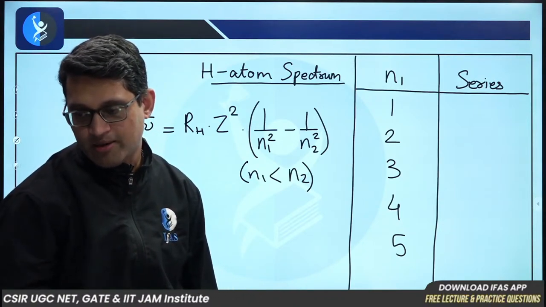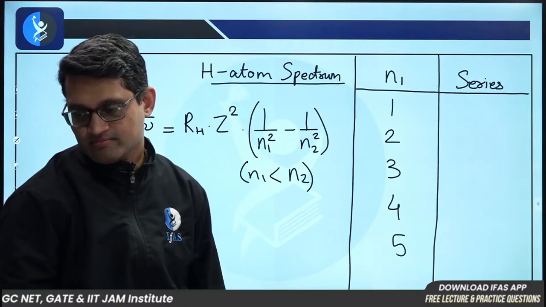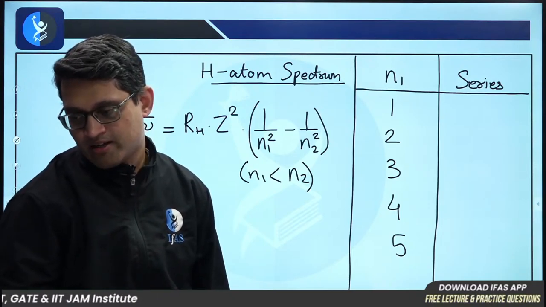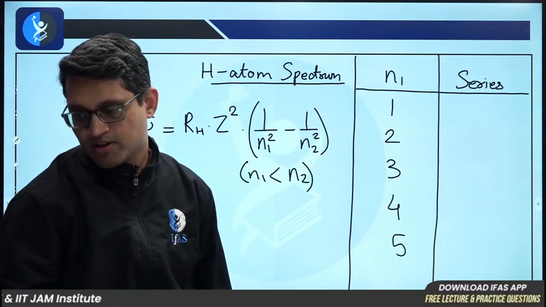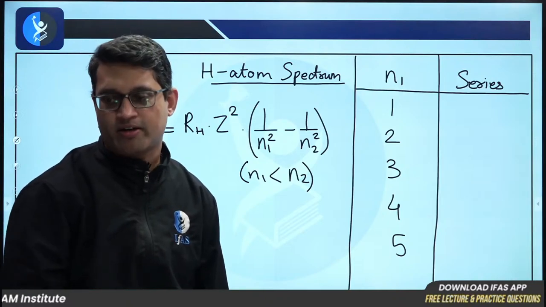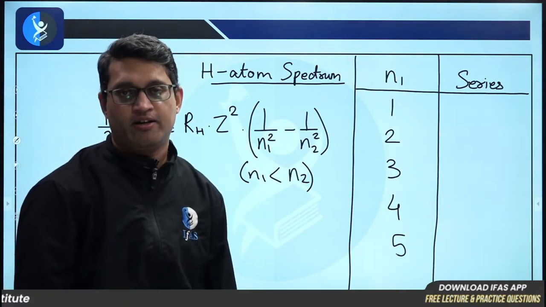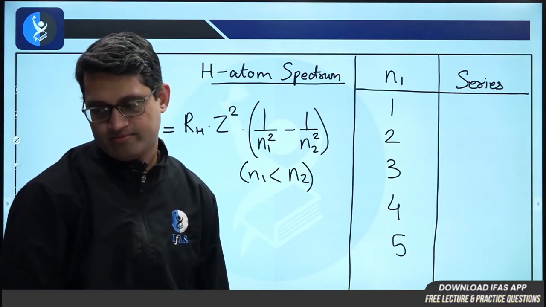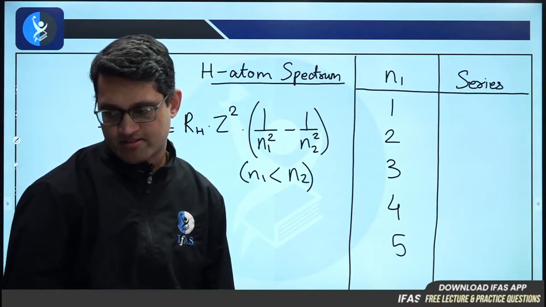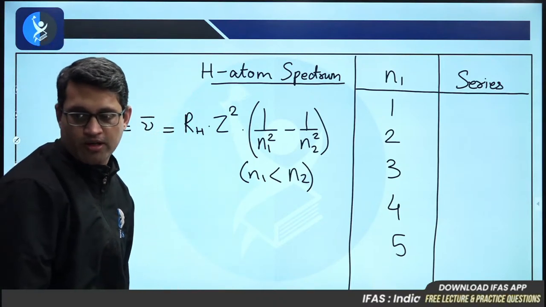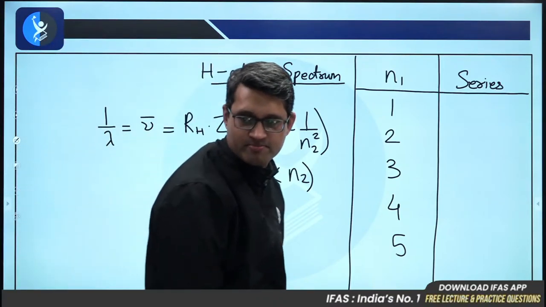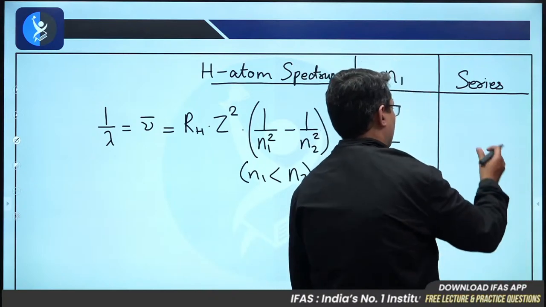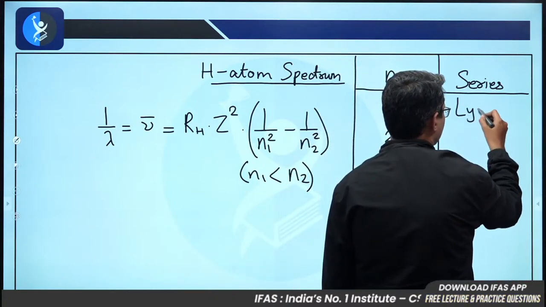Lyman, Balmer, Paschen, Brackett and Pfund. You are seeing the recording. But don't see the recording, because how will your doubts get resolved? Attend live. As far as possible, attend live classes. So Lyman, Balmer, not Patches, Paschen, Brackett and Pfund. Correct, absolutely correct. So you have five different series.